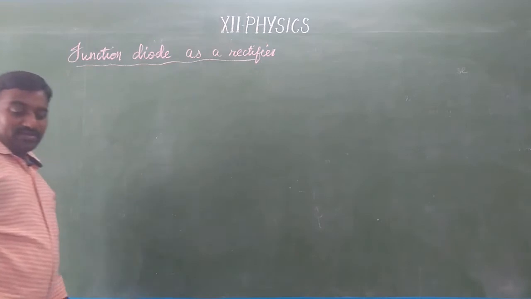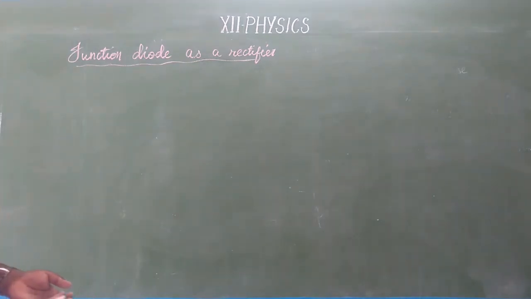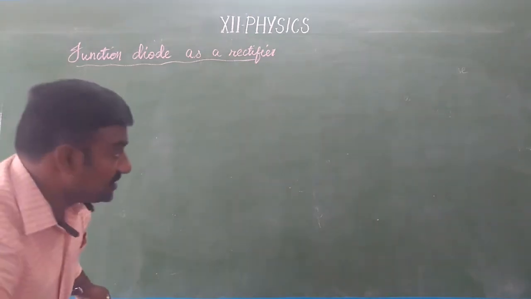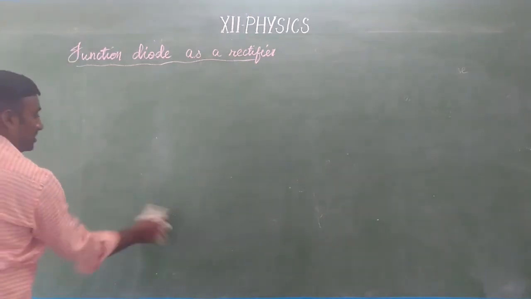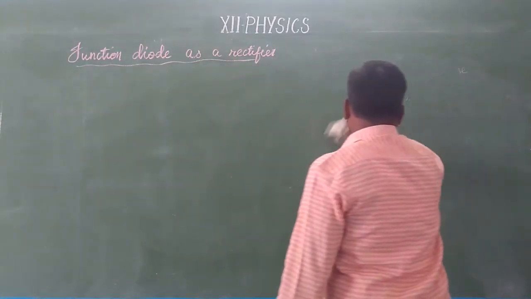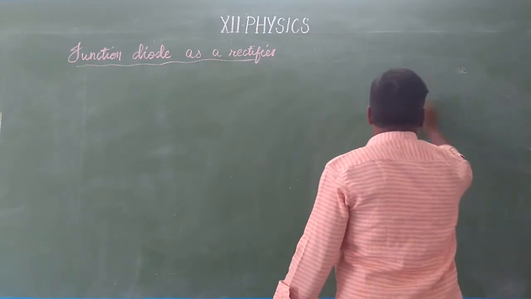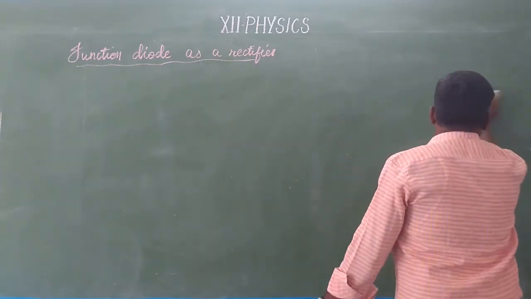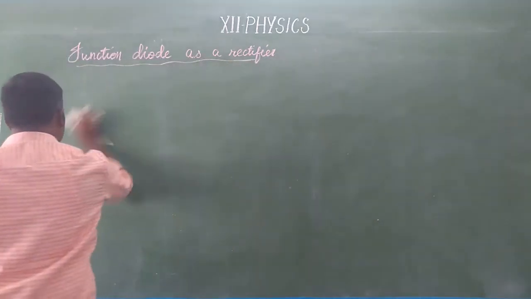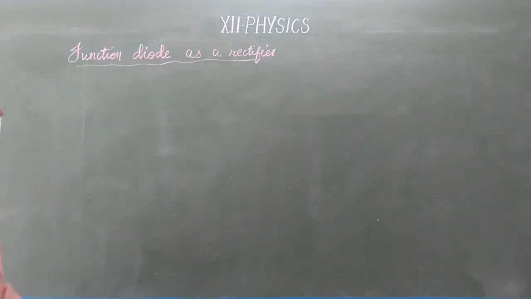So far we have studied the PN junction diode, which is operated only in one bias, that is forward bias. The PN junction diode allows the current only in one direction, in forward bias. So what is a rectifier? A rectifier is nothing but a circuit which is used to rectify the voltage. Mostly we give the AC voltage to the diode.